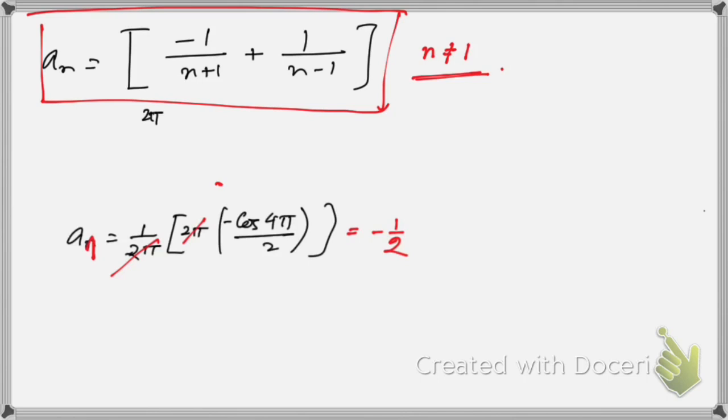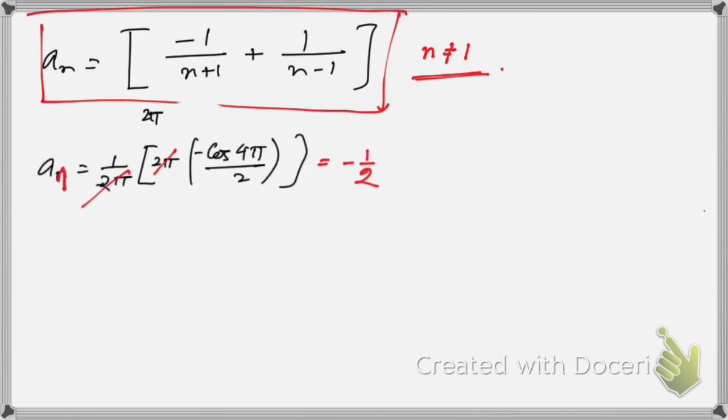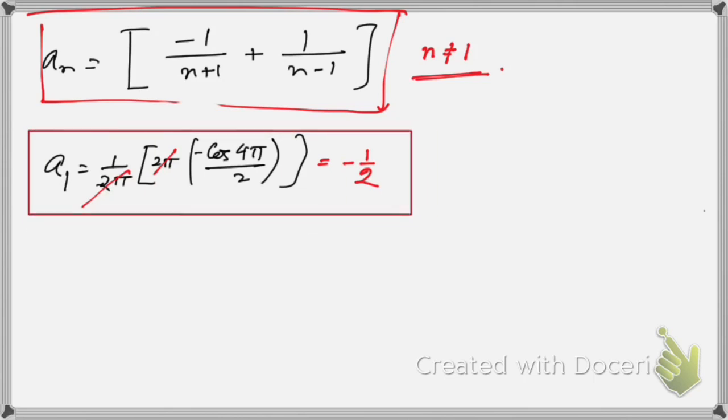And now let us find bn. Okay, so this is a1, right? Just wait. Let me write it properly. This is a1. So this is the result of a1. Now let's find bn.